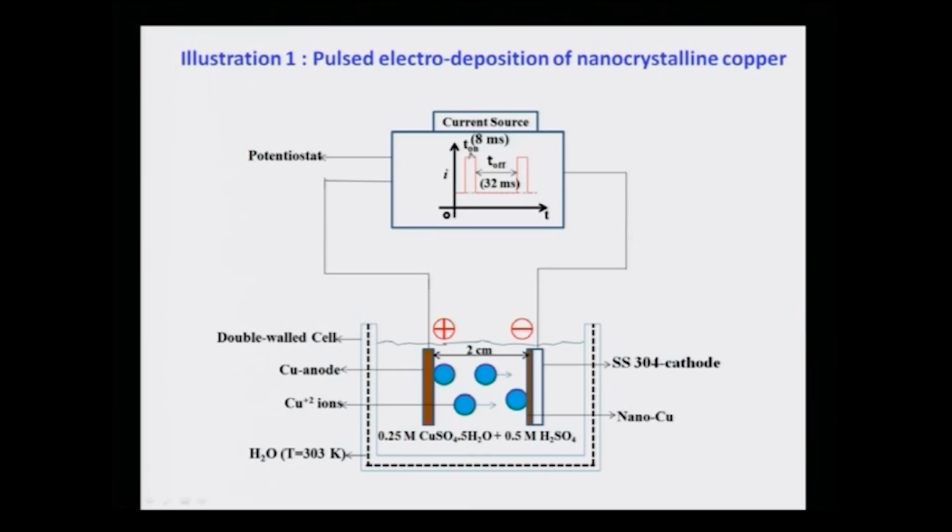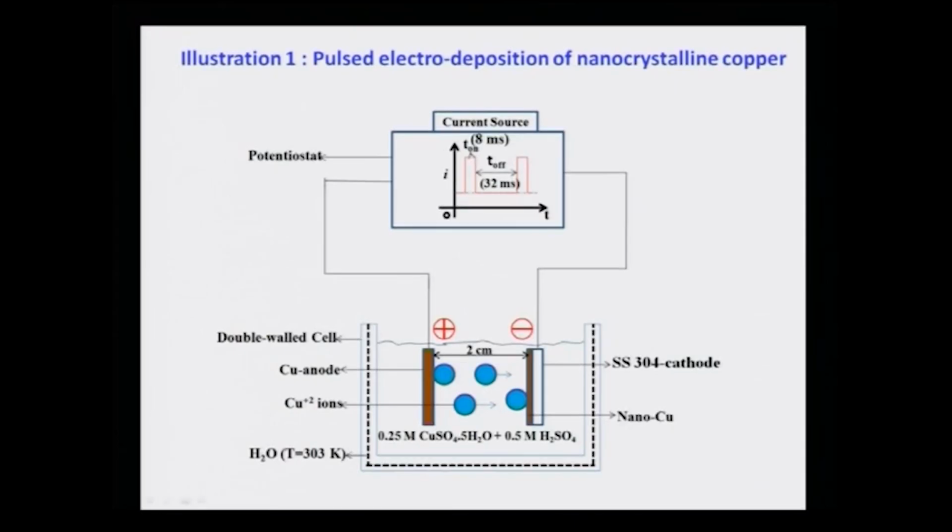In this case, we use pulsed current for about 8 milliseconds, followed by no current supply for about 32 milliseconds. That means the T on, the current is on for only 8 milliseconds, followed by T off of 32 milliseconds. Then again the current is on for about 8 milliseconds. So, by using these pulsed current cycles, one can deposit this kind of nanocrystalline copper.